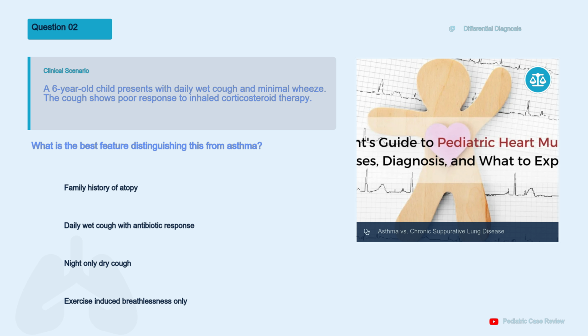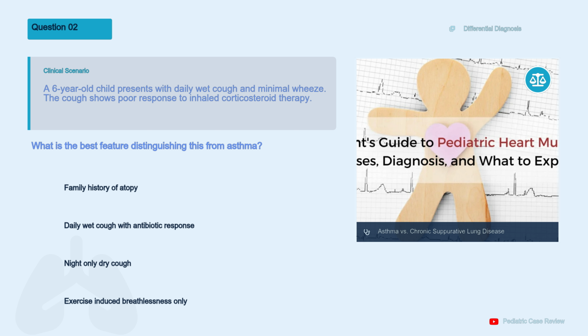Question 2. A 6-year-old child presents with daily wet cough and minimal wheeze. The cough shows poor response to inhaled corticosteroid therapy over several months. What is the best feature distinguishing this presentation from asthma? Option A, family history of atopy. Option B, daily wet cough with antibiotic response. Option C, night-only dry cough. Option D, exercise-induced breathlessness only.